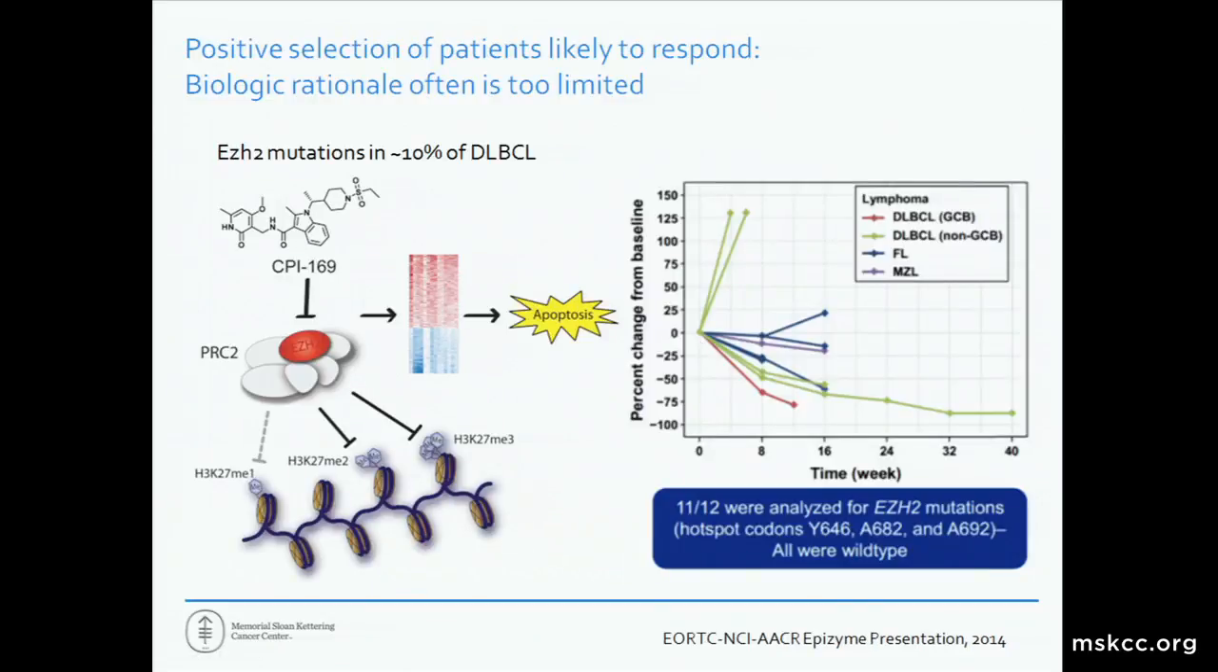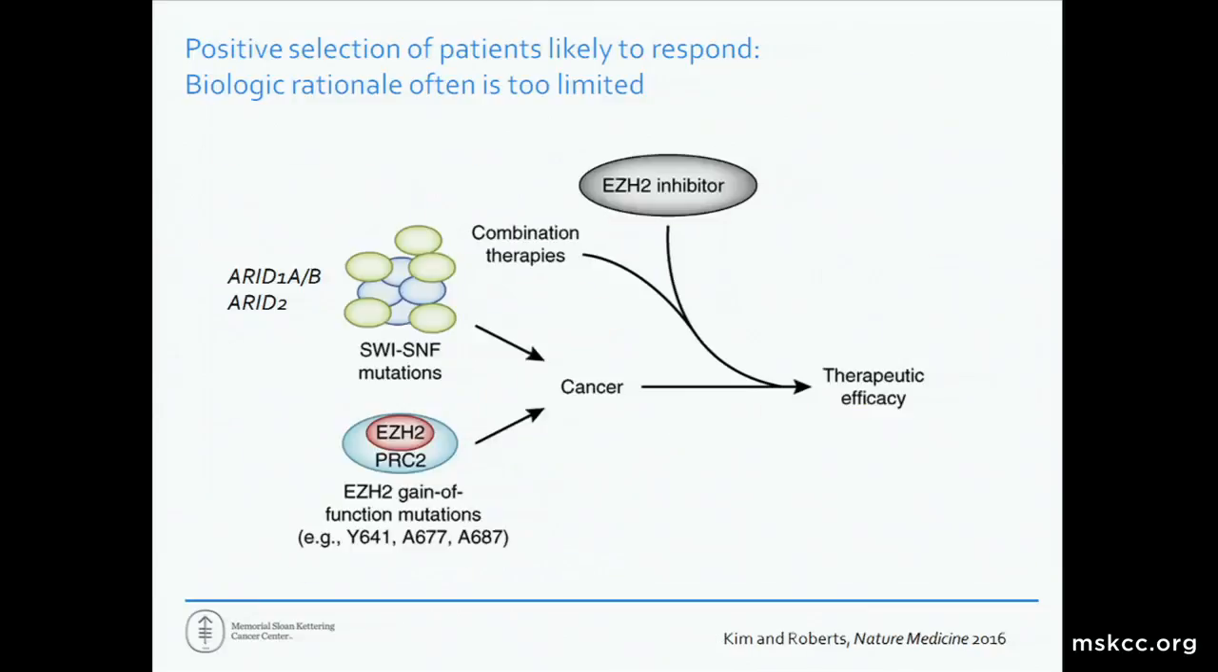However, it's still early days, but some of the initial clinical trial data has shown that in different types of lymphoma, if you look at the patients that respond, pretty much most of them don't have EZH2 mutations. So what's going on here? At least this may be part of the explanation.